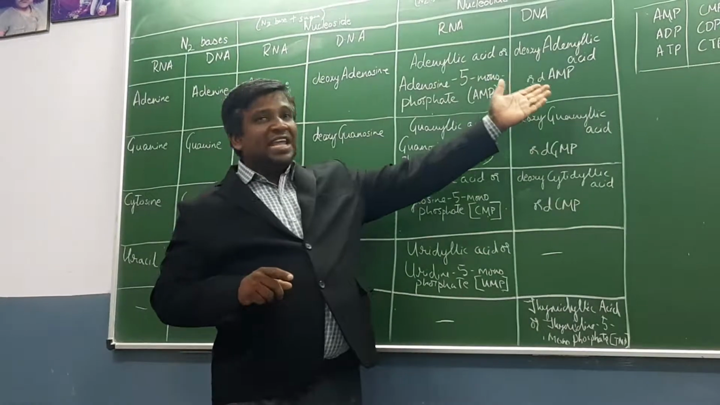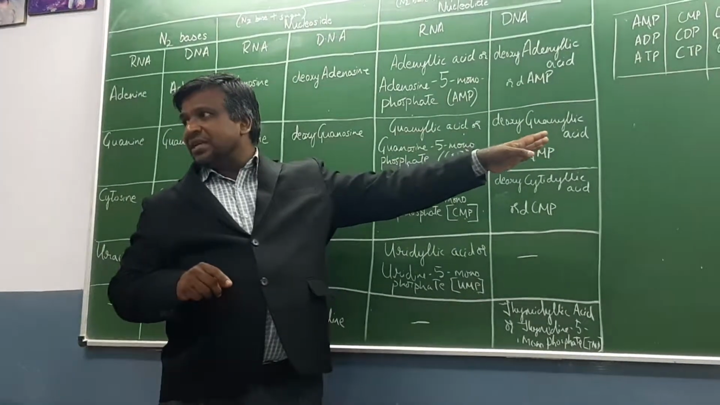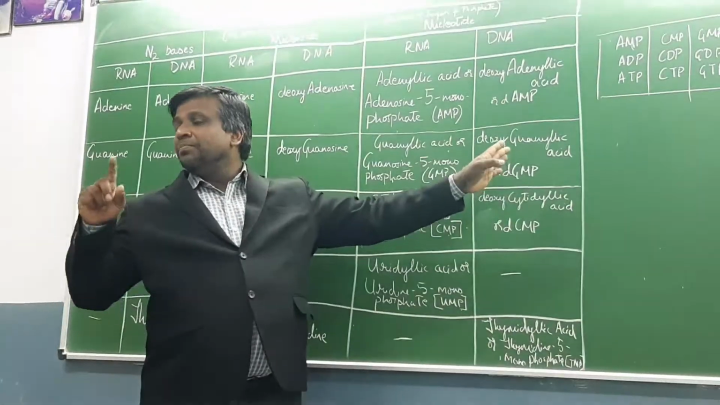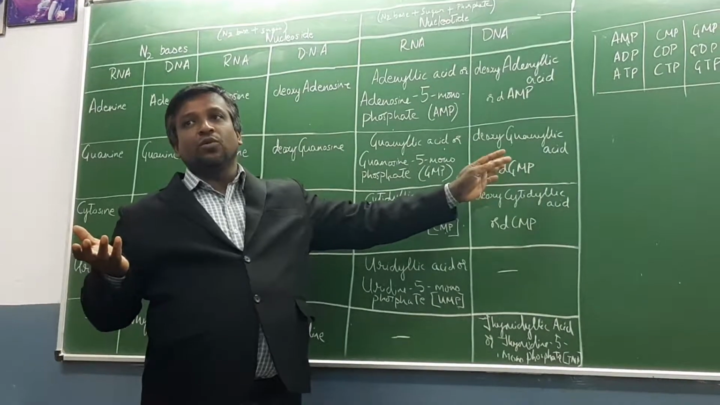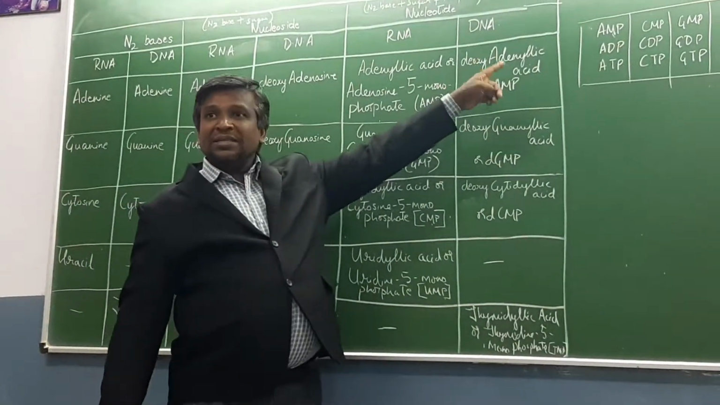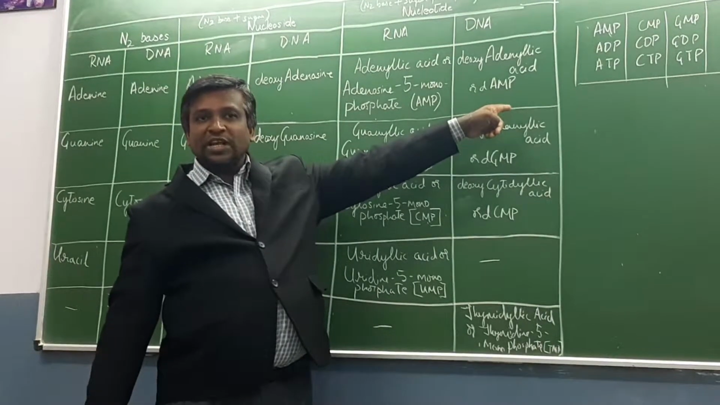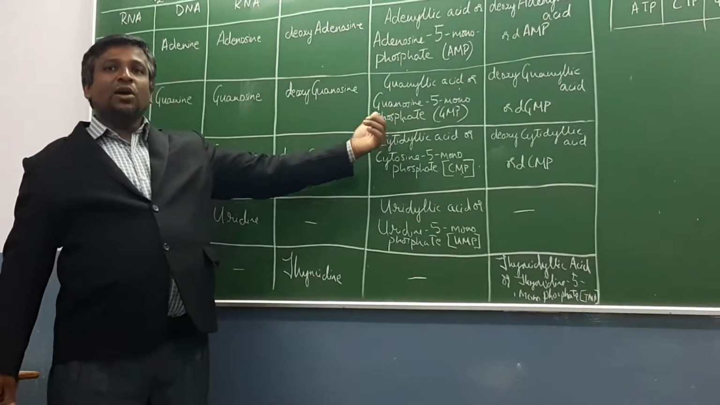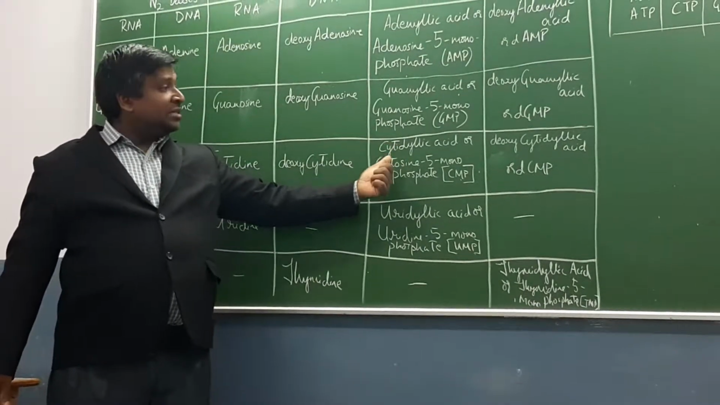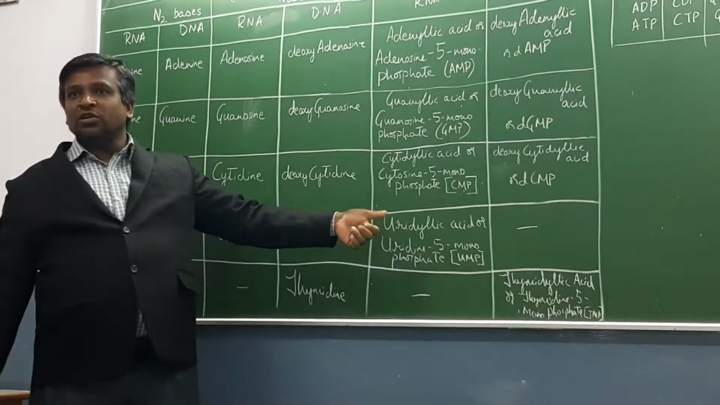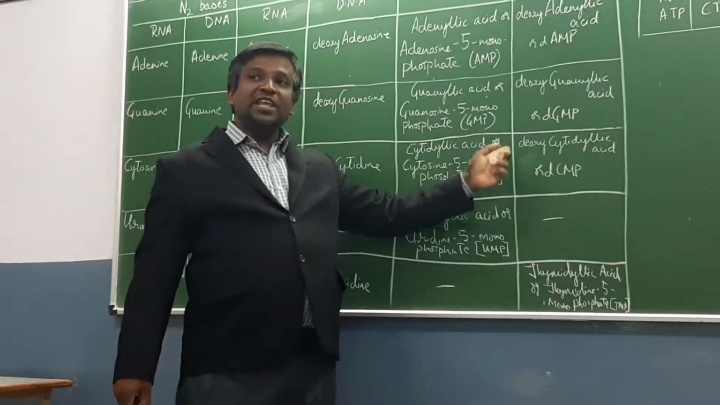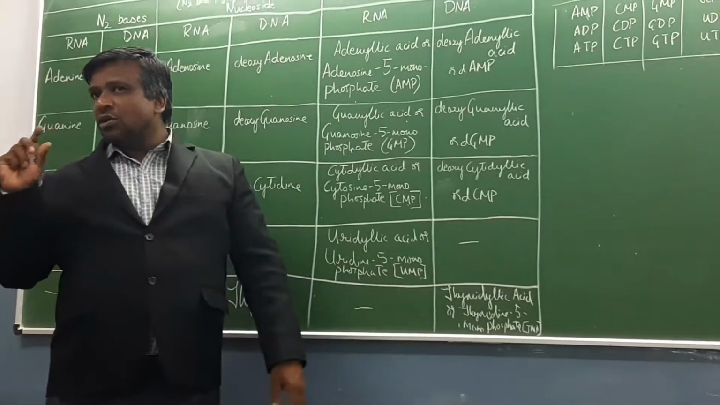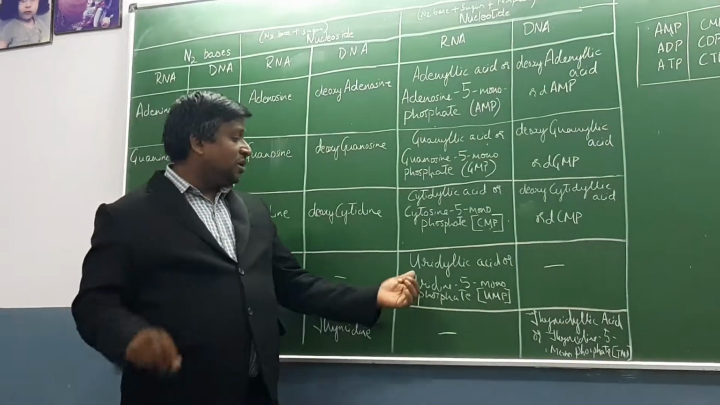In case of DNA, we call it deoxyadenylic acid. It has adenine plus deoxyribose sugar plus phosphate group. That is how we get the other names also. So guanylic acid or guanosine 5-monophosphate. Cytidylic acid or cytidine 5-monophosphate. If it is deoxyribose, we call it deoxycytidylic acid or dCMP. The d represents the deoxyribose sugar. That is what you have to remember.